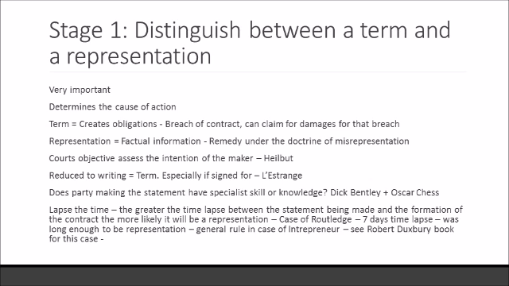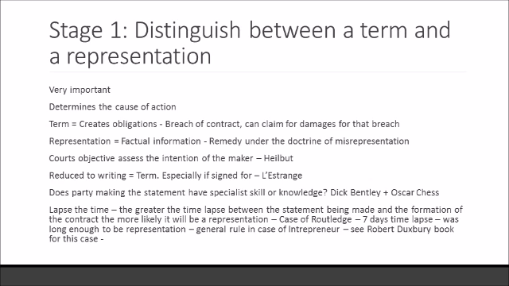The next consideration the courts take into account is whether there was a lapse of time between the statement being made and the parties entering into a contract. The greater the time lapse, the more likely it would be held to be a representation, because the greater the time lapse, the less likely that statement reflects the nature of any obligations. So if a statement was made in, let's say, May, and in July the parties enter into the contract, it's likely to be a representation. In the case of Routledge, a 7-day time lapse was sufficient to deem the statement a representation, so time really is of the essence.